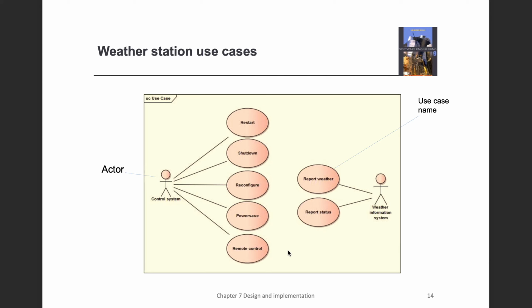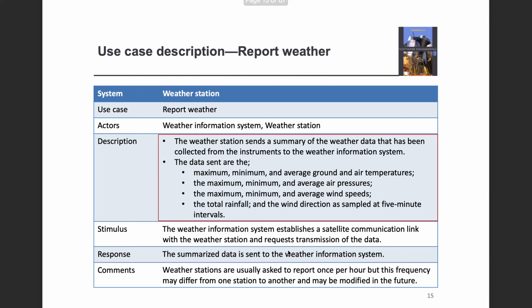So here is a use case diagram of how this can also be represented. We have the control systems, which restart, shut down, reconfigure, power save mode, and remote control. So that is all the system doing these functions. And then we have the weather information system looking at the weather report and the weather status, all those things. So it's doing the processing at the other side. Basically, here it explains how the information flows in the use case diagram, with the actors being the weather information system and the weather station.